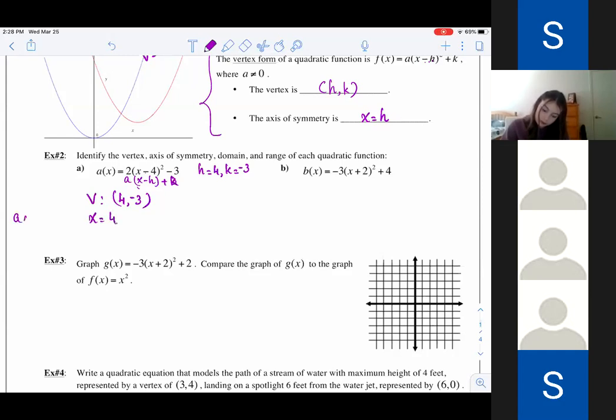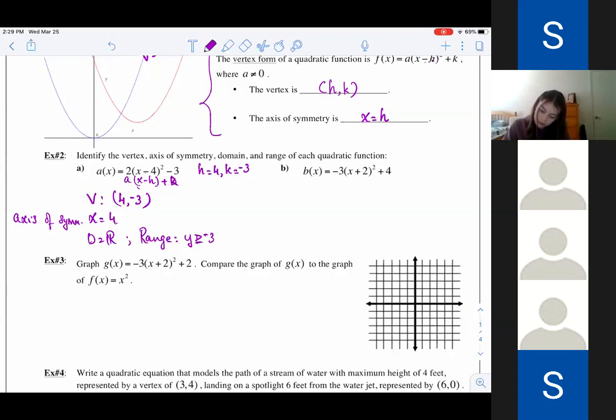I'm just going to write axis of symmetry is x is equal to 4. Domain is all real numbers. Range is, you guys tell me what the range is. Oh, y is greater than or equal to negative 3. Correct. Y is greater than or equal to negative 3.